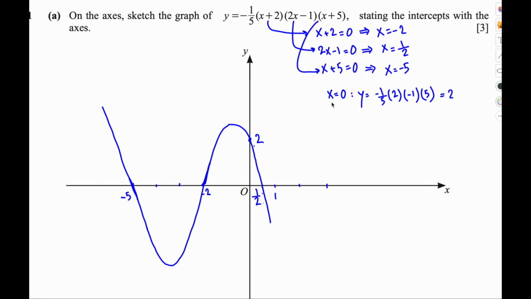I also have to find the y-intercept. You can do that by just equating x equal to 0 and then finding the corresponding value for y in the original equation of the curve, and that is 2.